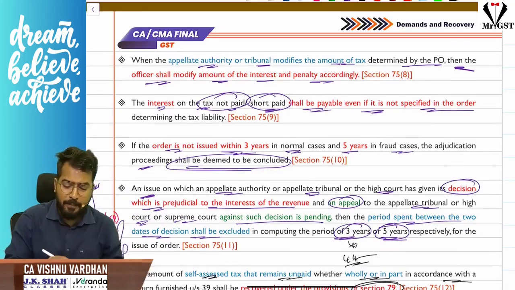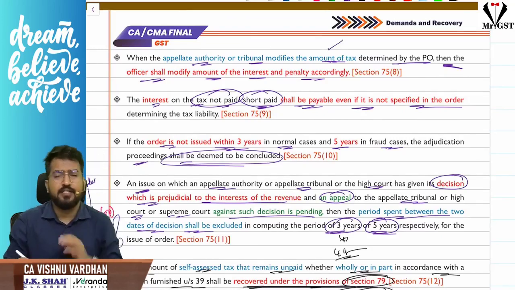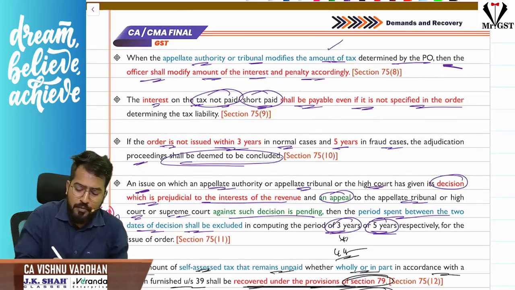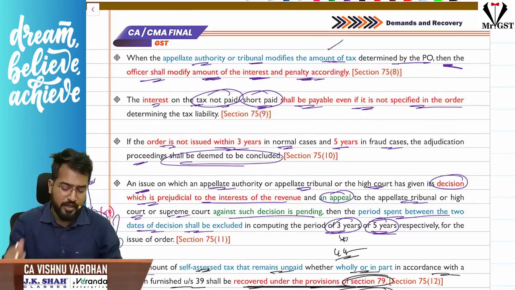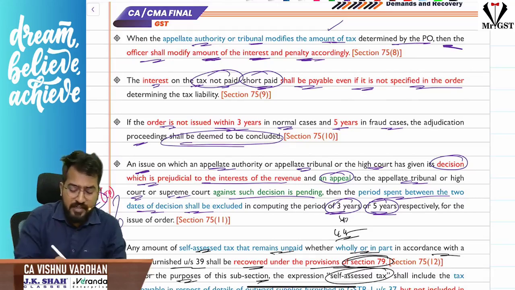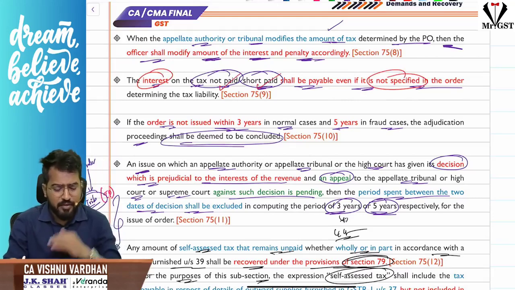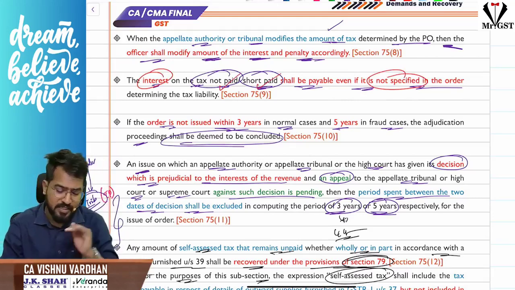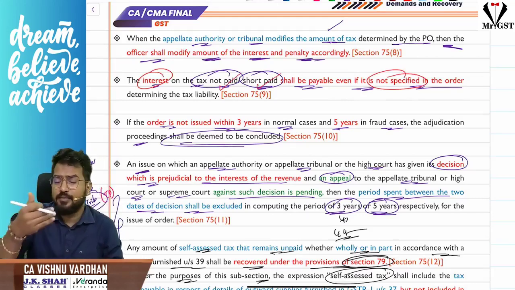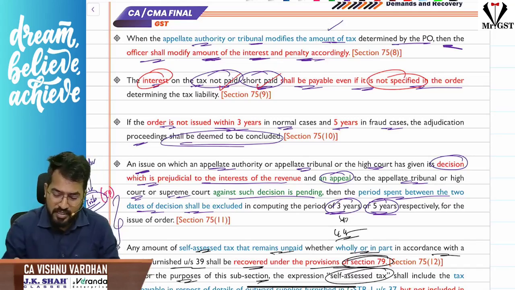Next, when the appellate authority or tribunal modifies any amount of tax, then automatically the proper officer should also modify the amount of interest and penalty accordingly. And if in the show cause notice the interest amount is not mentioned, it will still be payable once the order is passed on the tax liability. Whether it is section 73 or 74, whether it is mentioned in the notice or not, it doesn't matter. Whether it is specified in the order or not, it doesn't matter.